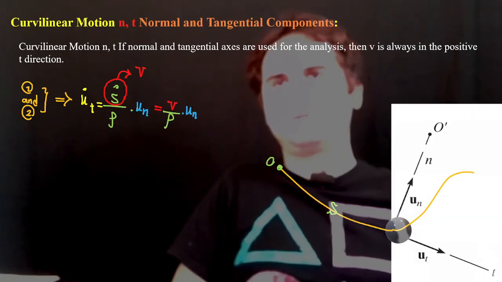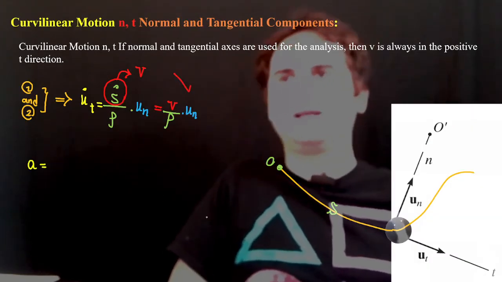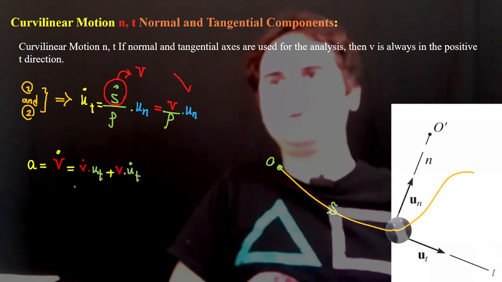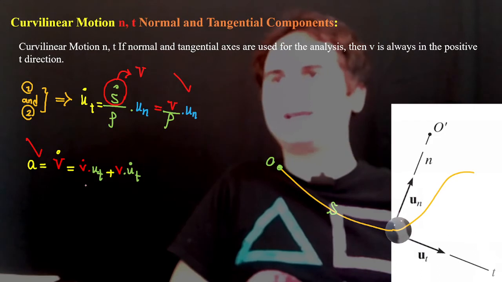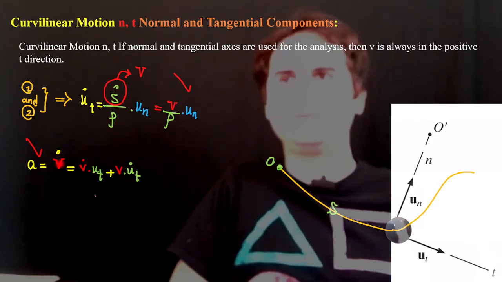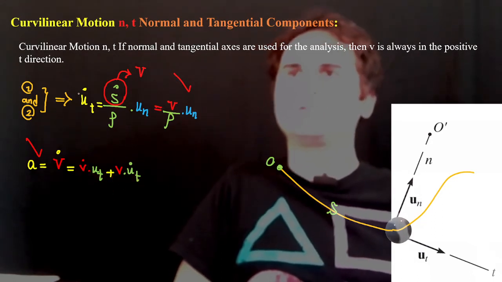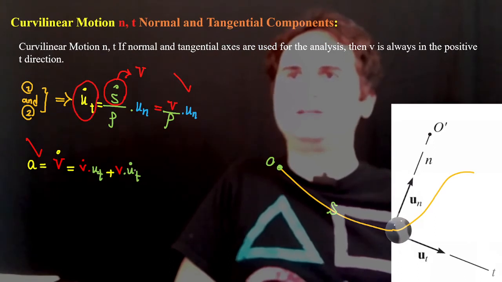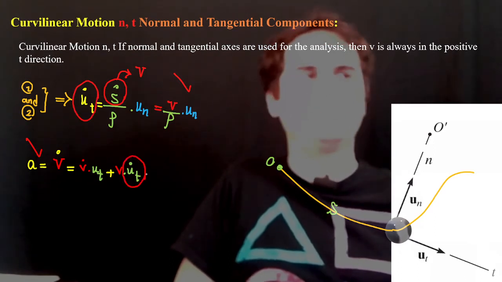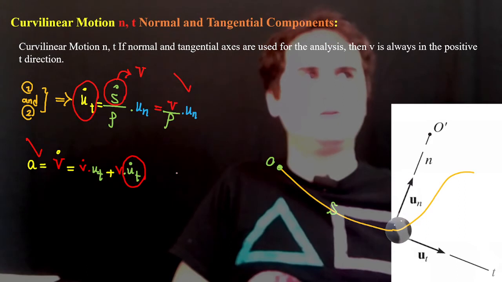If we plug this into the equation for acceleration, acceleration is the derivative of velocity over time, and that's v dot times u_t plus v times u dot t. So we have created this, and we can replace it in the main formula to see how it goes.